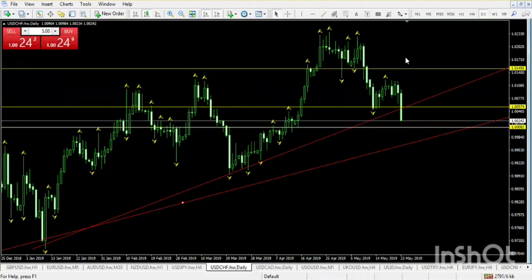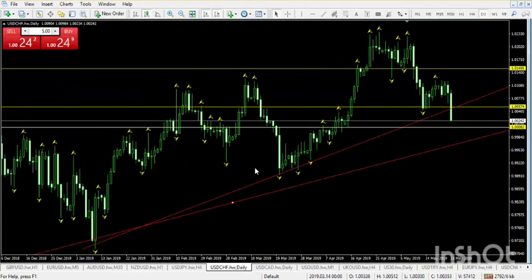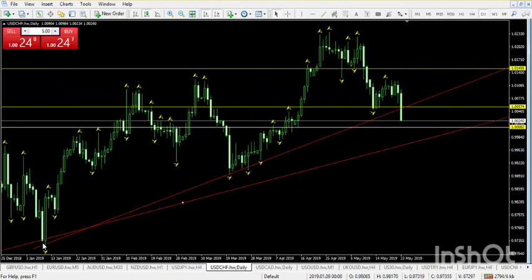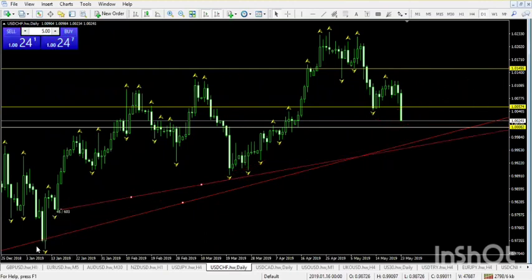So let me see what we have in our daily time frame. In our daily time frame, this trend line that I have, I should adjust it.